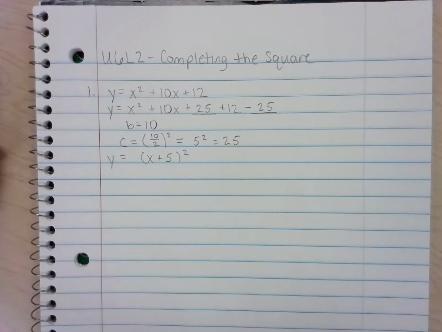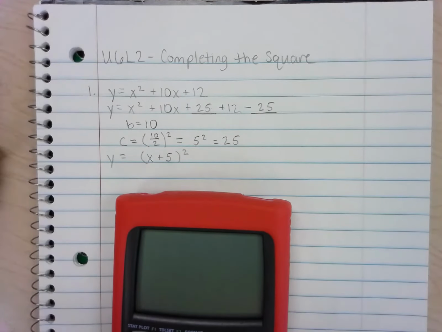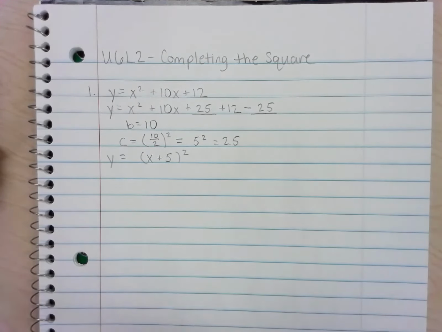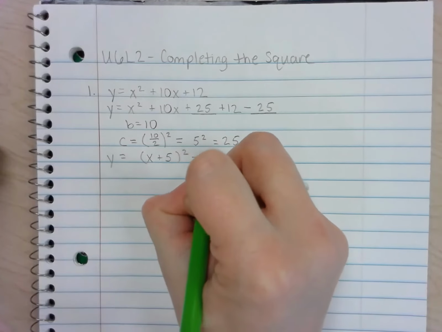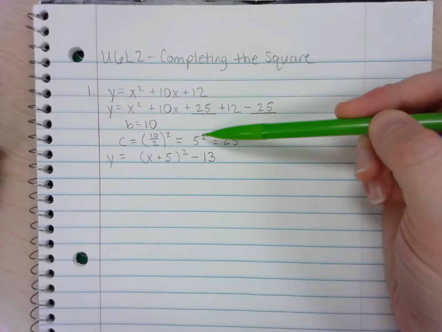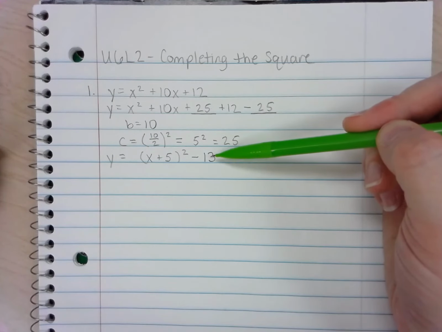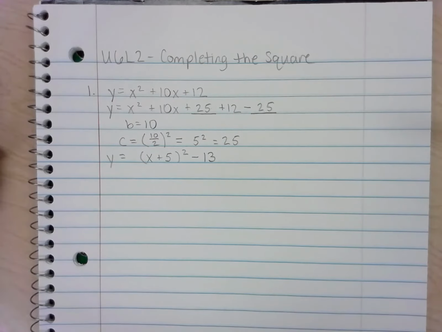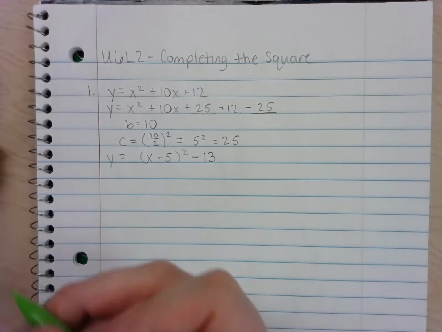Now evaluate what 12 minus 25 will equal. That's a negative 13, so bring down minus 13. So we went from standard form to vertex form by completing the square. Let's look at number 2.